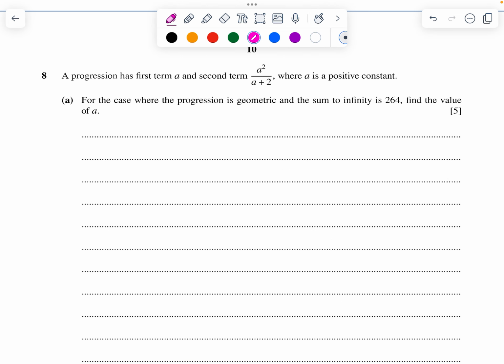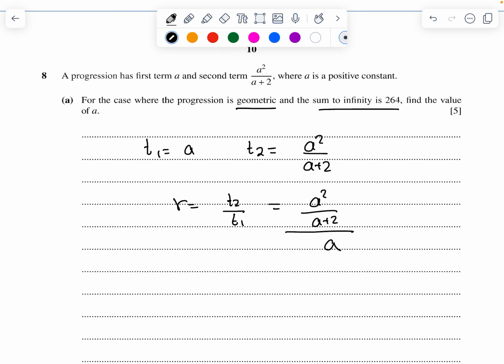Question number 8. A progression has a first term a and second term a square upon a plus 2. A is a positive constant. For the case where the progression is geometric and the sum to infinity is 264, find the value of r. So first term t1 equals to a, second term t2 equals to a square upon a plus 2. So common ratio is t2 upon t1, a square upon a plus 2 divided by a. One a gets cancelled. So what is the common ratio? a upon a plus 2.